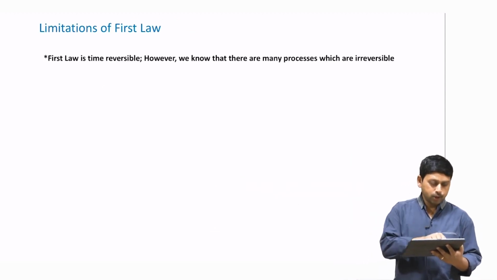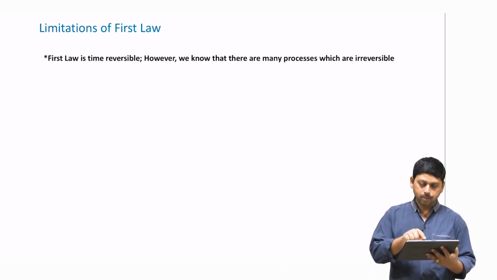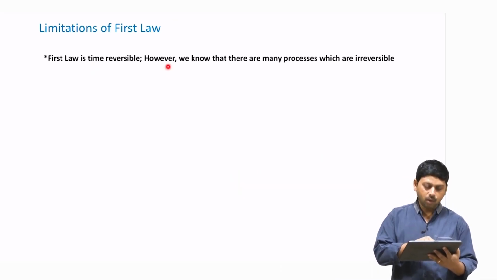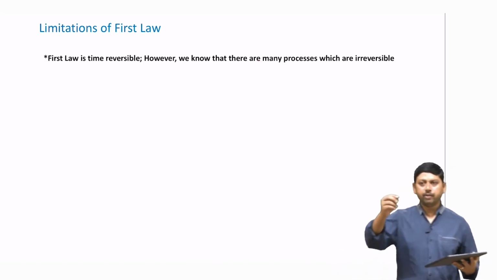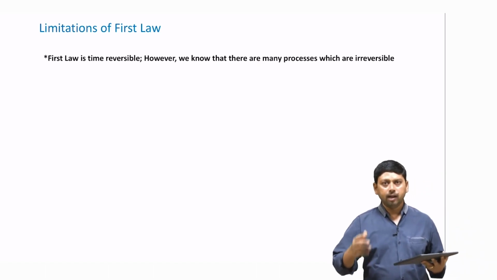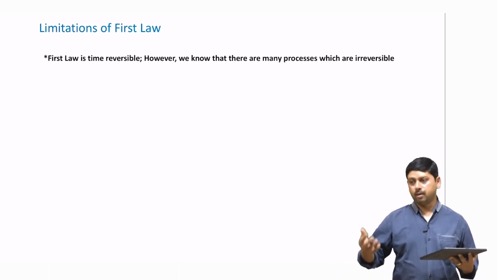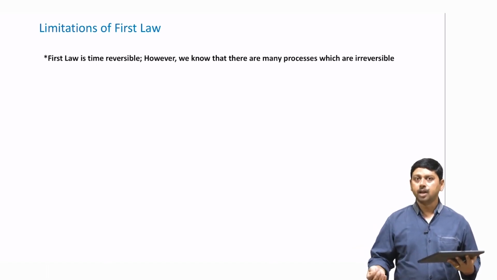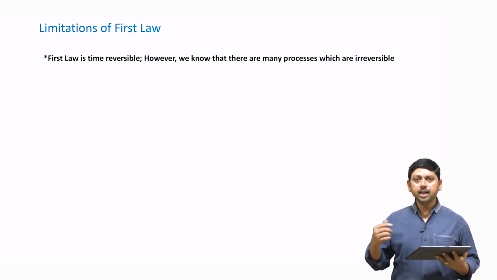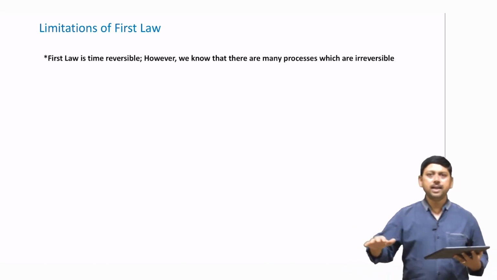So, the first law is time reversible. However, we know that there are many processes which are irreversible. For example, if I drop an egg, it will fall down and break and it will never reassociate by itself and come to my hand. If I drop a pen, it will fall down, and it will never come to my hand unless I pick it up. So, we know certain processes are irreversible, yet when we do an energy balance, everything is balanced.